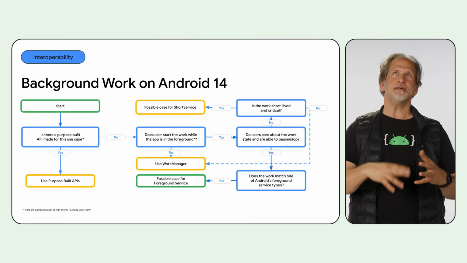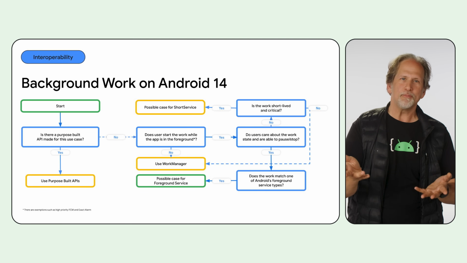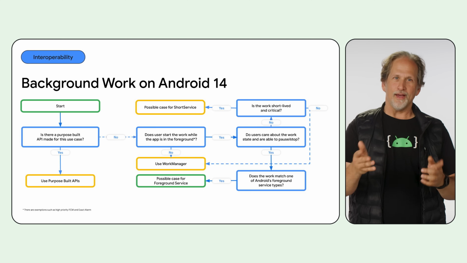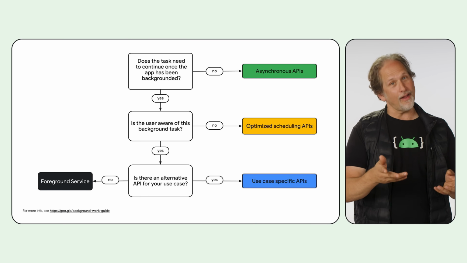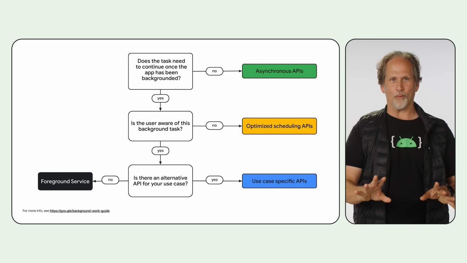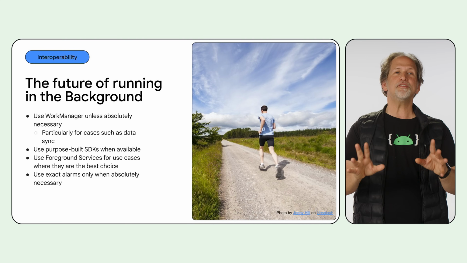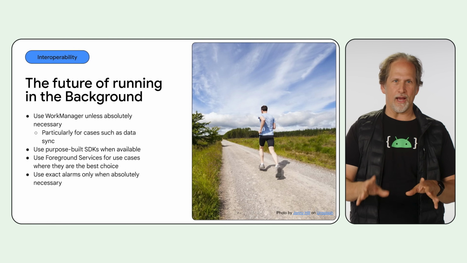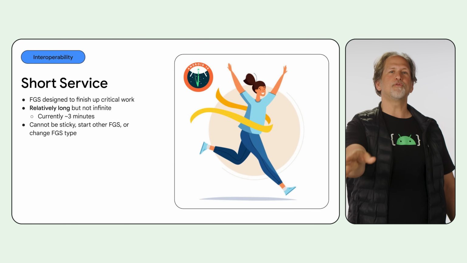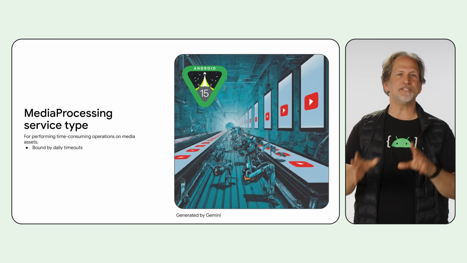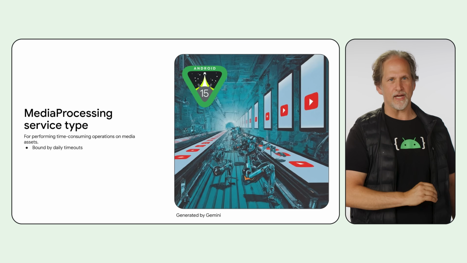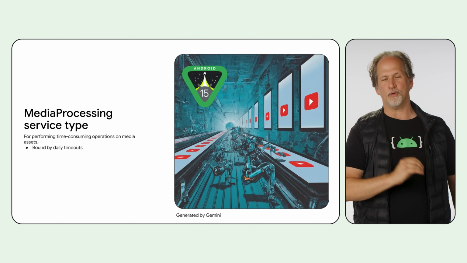Last year, I created this super simple flowchart to help you understand how to do background work. And this year, my colleagues made it much more straightforward. Yeah. This is what we said last year about running in the background. To help, Android 14 added short foreground services. Android 15 adds a new media processing foreground service type for performing time-consuming media operations.